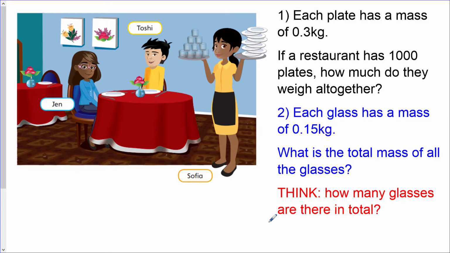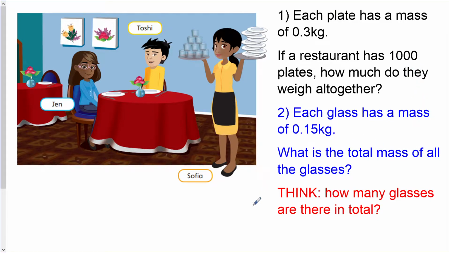Now before we start looking at today's objective, I just wanted to touch on yesterday's objective and have a quick review of that, please. So we've got a couple of questions here for you to complete, and the first one says each plate has a mass of 0.3 kilograms. If a restaurant has 1,000 plates, how much do they all weigh all together? So in this question you need to think about one plate weighs 0.3 kilograms, so how can we work out how much 1,000 plates weigh?